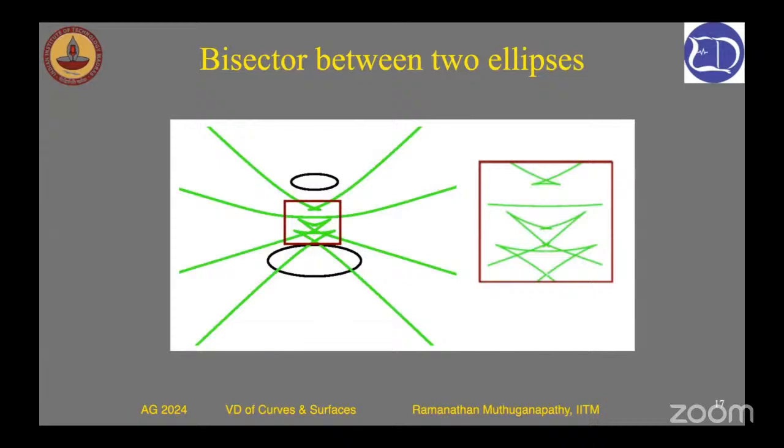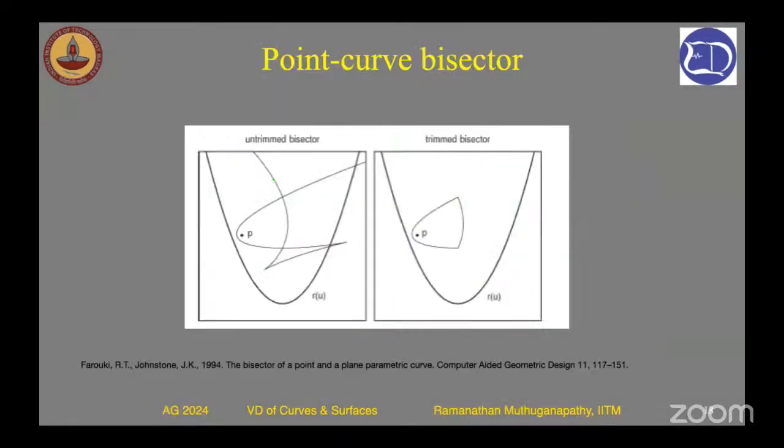For example, you can represent a curve in Bezier form. If you take a point here and a curve, as you can see in this picture, this is the untrimmed bisector. Eventually the trimmed bisector will be a very small portion. A lot of studies have been done, particularly by Farouki, a mathematician, and his students. In this particular case of a point and a rational curve, the bisector has been shown to be rational. These are on the theoretical front, which we may not see too much of at this point, but it gives a feel for the complexity of the bisector.